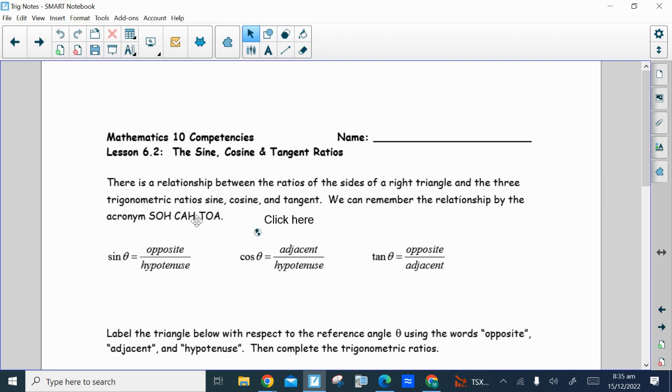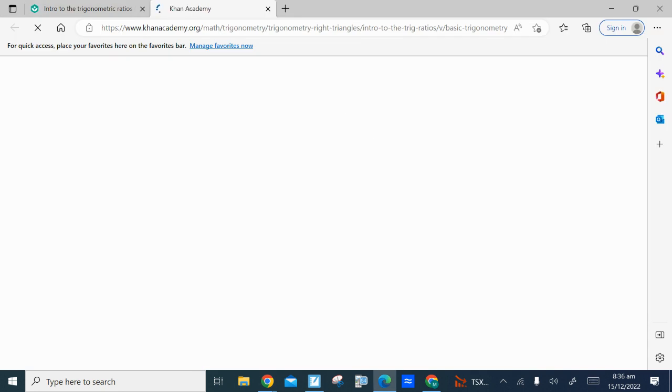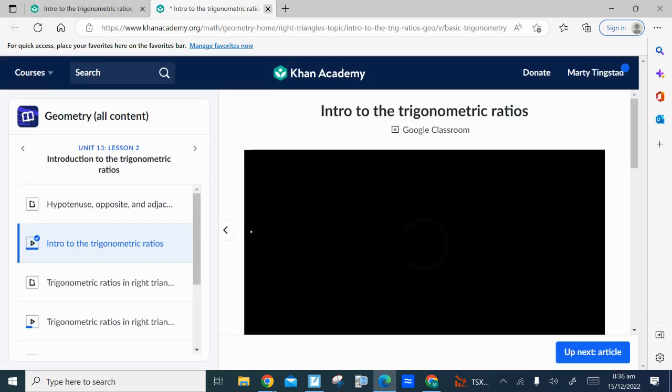The CAH part tells you that cosine is adjacent over hypotenuse. A before H: adjacent on top, hypotenuse on the bottom. And the TOA part tells us that the tangent ratio is the opposite over adjacent. Again, O first, A second: opposite on top, adjacent on the bottom. So we're going to learn about these, and we're going to learn about how we use them.